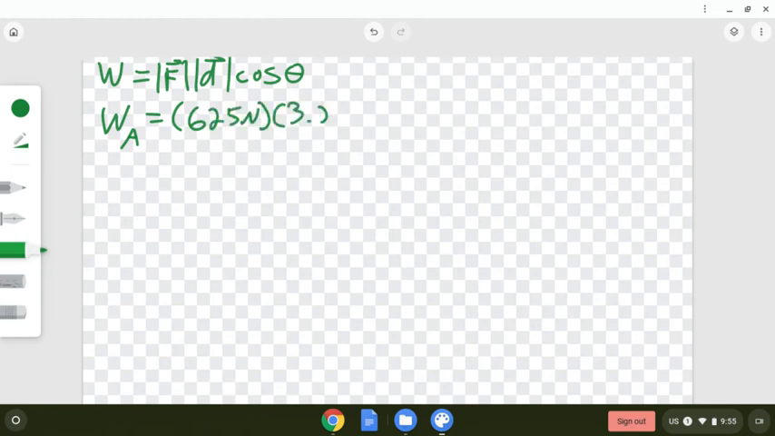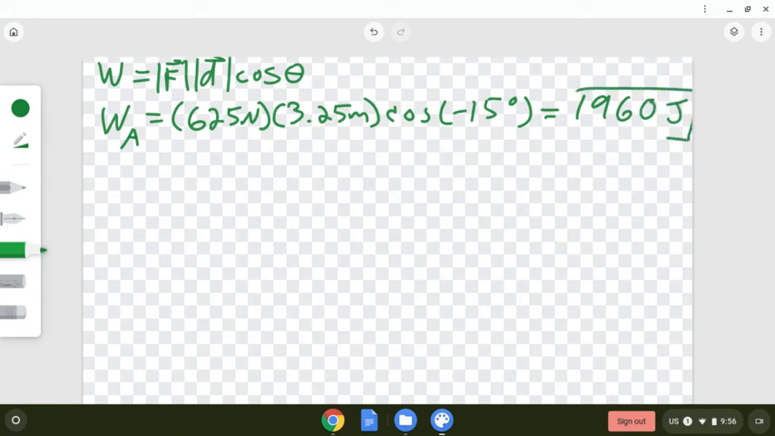Displacement, 3.25 meters, times cosine of negative 15 degrees. So if you put all that in your calculator, it's going to tell you 1962 is the number. If you're keeping 3 sig figs, that'll end up being 1960 joules. So put a box around it. We solved for the right thing. We gave it the right units.